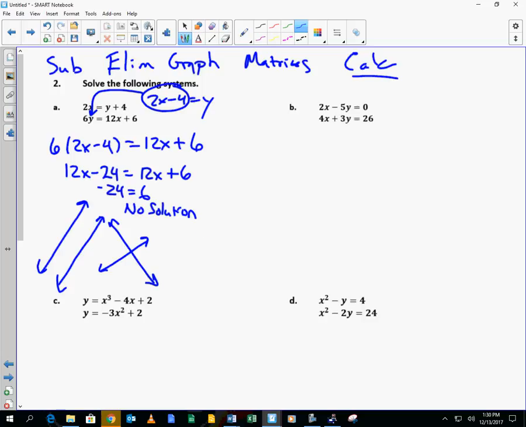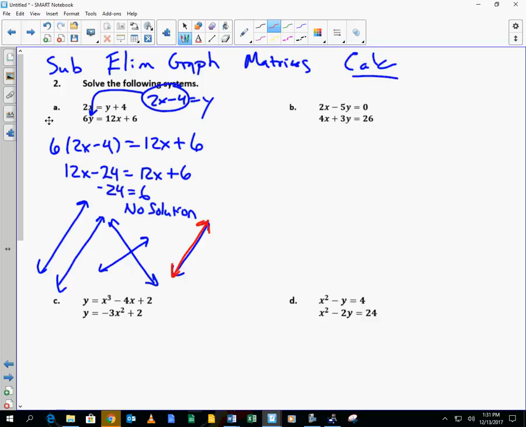The last option is that if you have one line and the second line actually sits right on top of the first line, then they are what we call dependent lines, and they have an infinite number of solutions. So those are your three scenarios that you could come up with.